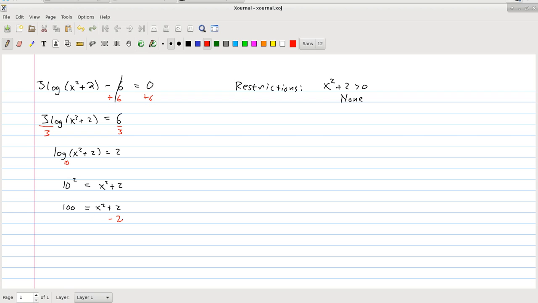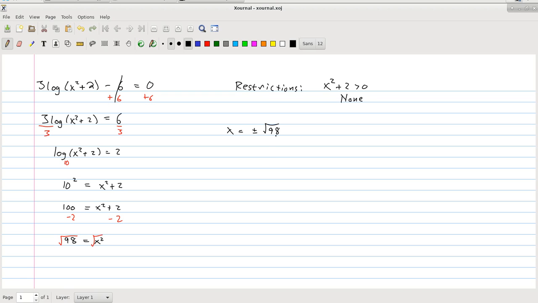So to solve for x, we can subtract 2 on both sides of the equation. This gives us 98 equals x squared. And then finally take the square root of both sides. So this gives us x equals plus or minus the square root of 98.